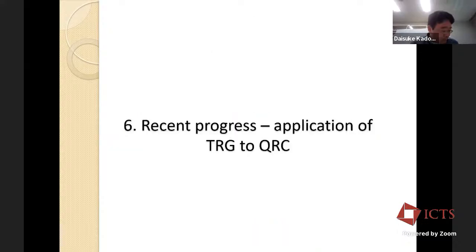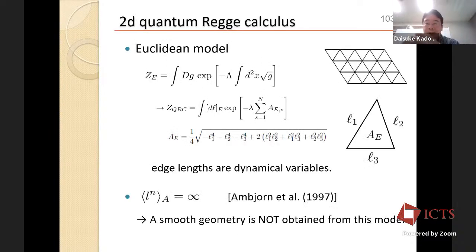And finally, I'd like to talk about a recent progress, which is an application of TRG to quantum Regge calculus. The Regge calculus discretizes the space-time manifold by simplicial decompositions without using coordinates. In 2 dimensions, the space-time is discretized by triangulations. And in 2 dimensions, the continuum action is given only by the cosmological constant term.